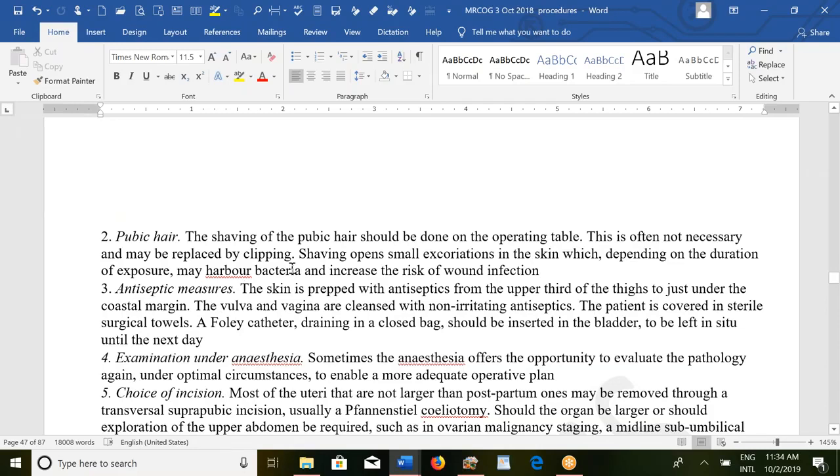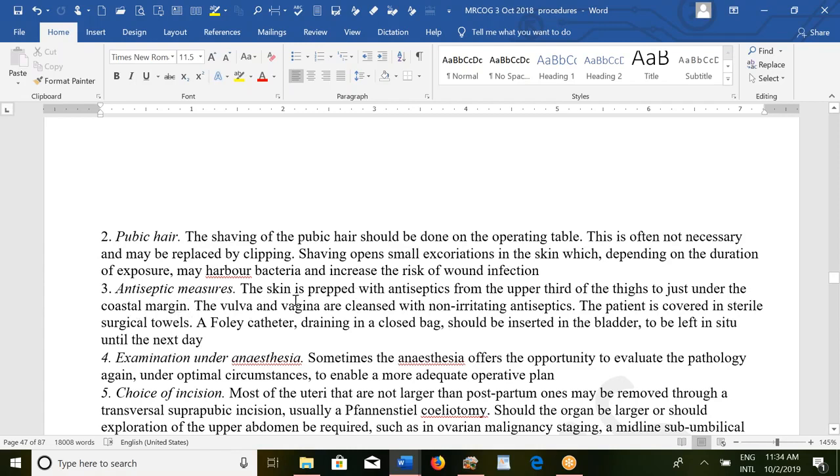Shaving of the pubic hair should be done on the operating table. This is often not necessary and may be replaced by clipping. Nowadays clipping is recommended. Shaving opens small excoriations in the skin which, depending upon the duration of the exposure, may harbor bacteria and increase the risk of wound infection.